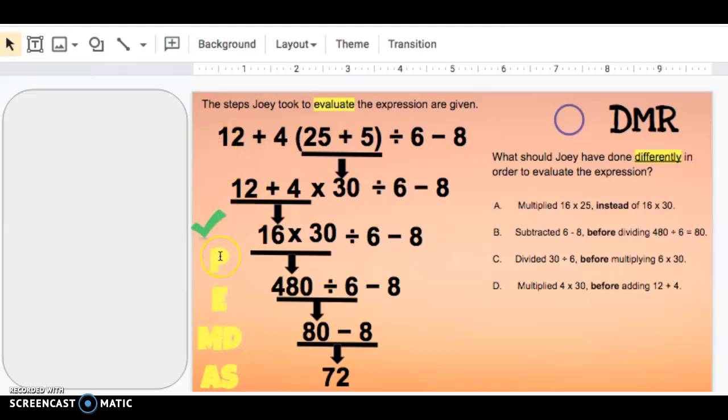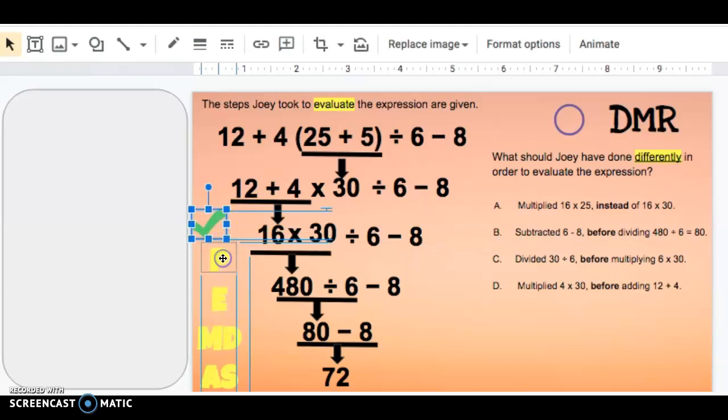So parentheses is first. So 12 plus 4, parentheses 25 plus 5, close parentheses, divided by 6 minus 8. So we have parentheses 25 plus 5. So 25, 26, 27, 28, 29, 30. So you got 30. Good. So far, Joey did the first step, which is correct. Parentheses is good.